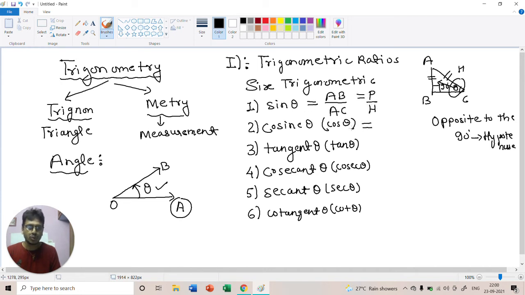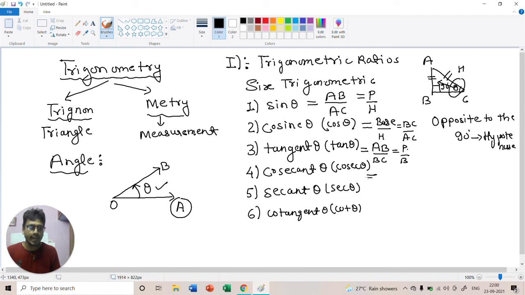What is cosine theta, also called cos theta? This is base upon hypotenuse. Here base is BC, so BC upon AC. And what is tan theta? Tan theta is perpendicular upon base. So perpendicular is AB and base is BC. So perpendicular upon base.